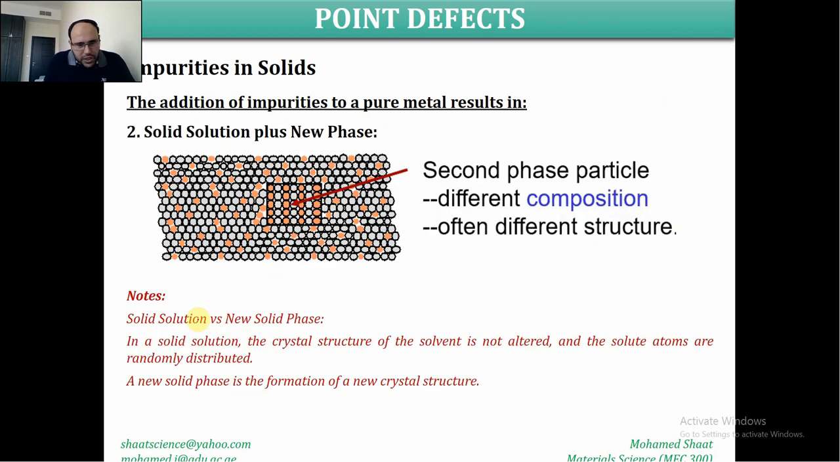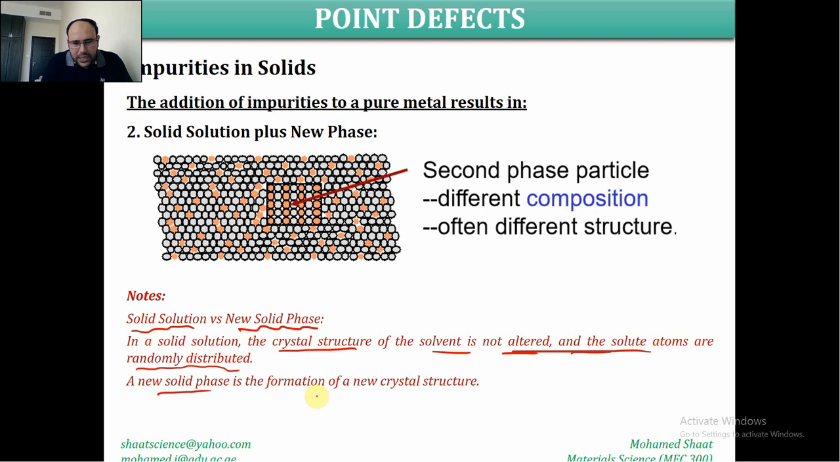This is already explained here: the solid solution versus the new solid phase. In a solid solution, the crystal structure of the solvent, which is the hosting material, is not altered and doesn't change. It will be maintained, and the solute, which is the atom or impurity that will be added, is randomly distributed inside the crystal structure. There is no change in the crystal structure; we just add some impurity atoms.